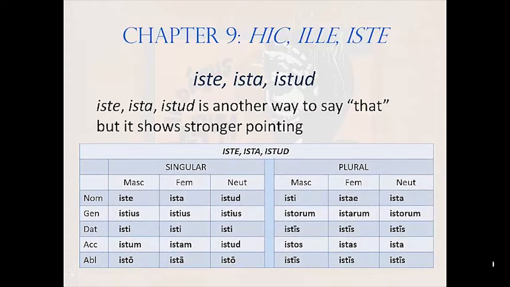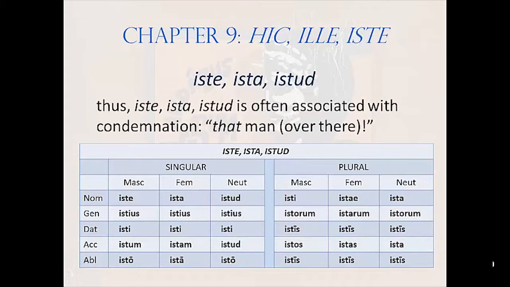Latin had another way of saying that, iste, ista, istud. This pronoun shows stronger pointing than ille. It's more deictic than ille. It's deicticer, if that's a word. It's not. And when Italians of any century are pointing at something, it can never be good.